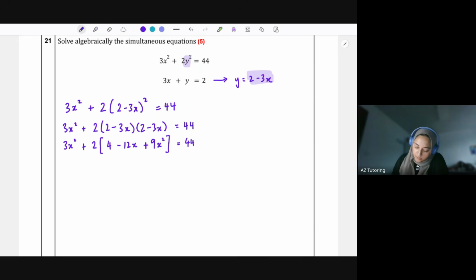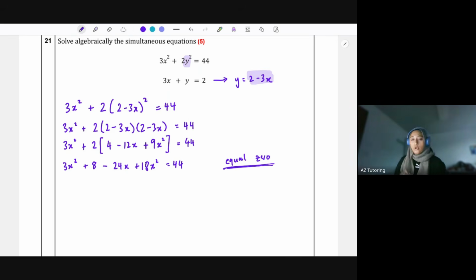Okay, let's expand and simplify. So we've got 3x squared plus 2 times 4, which is 8. 2 times minus 12x, which is minus 24x. And 2 times 9x squared, plus 18x squared, equals 44. Now, I've got a quadratic here. And the reason why I know I've got a quadratic is I've got something x squared, I've got an x, and I've got a number. Now, remember, when you've got a quadratic, you must always make it equal to 0.